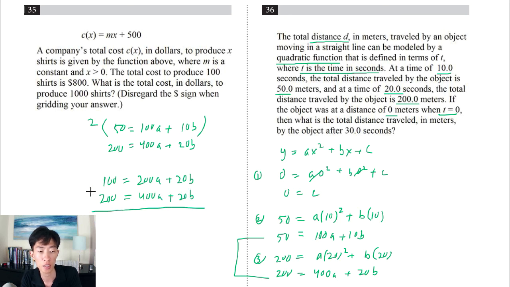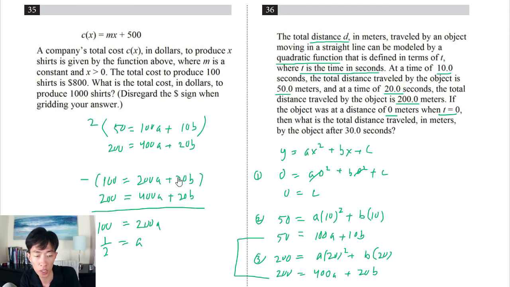I'm going to subtract the first one from the second, because then I don't have to deal with negative numbers. So 200 minus 100 is 100. 400 minus 200 is 200a. And 20 minus 20 is 0. Solve for a by dividing by 200 on both sides. We get a is 1/2.